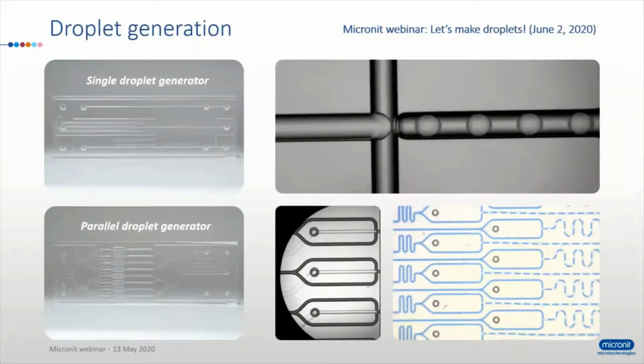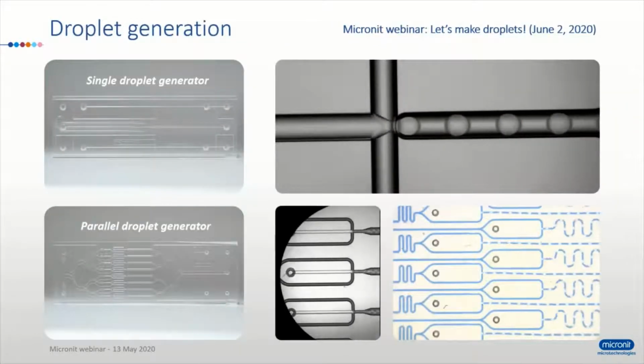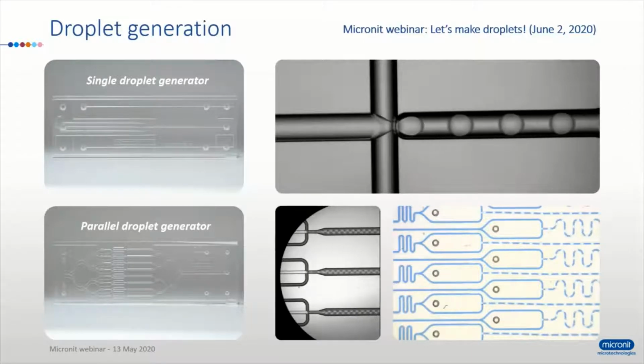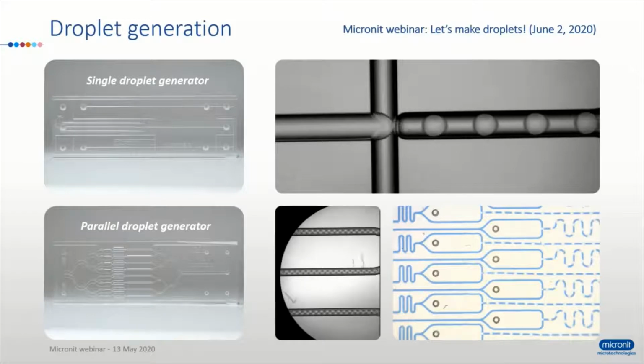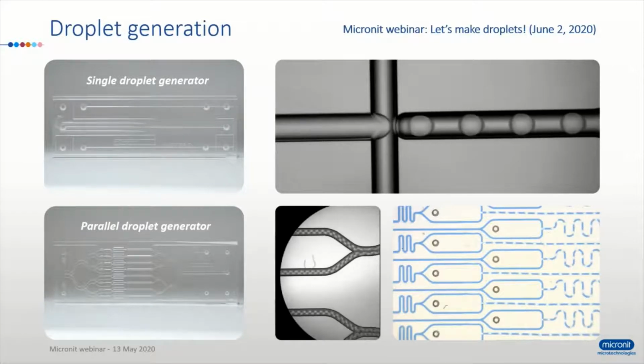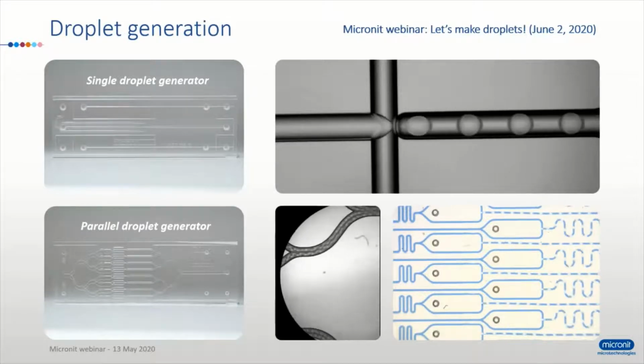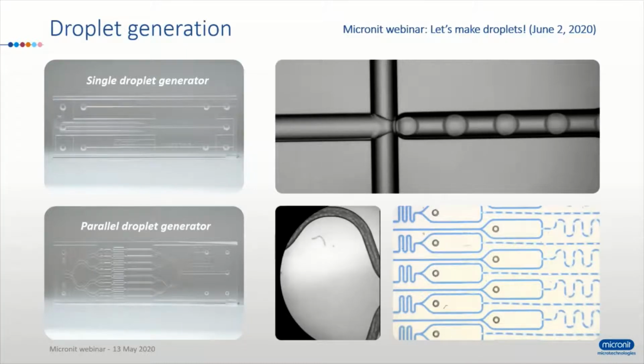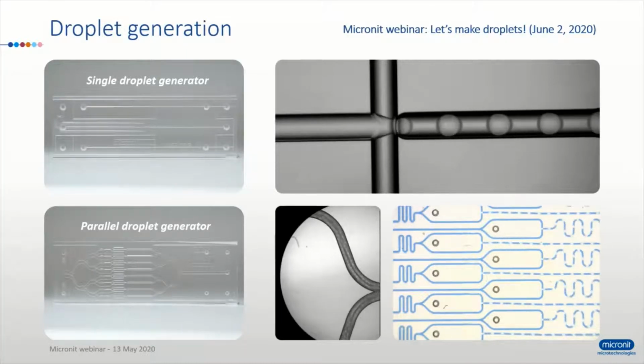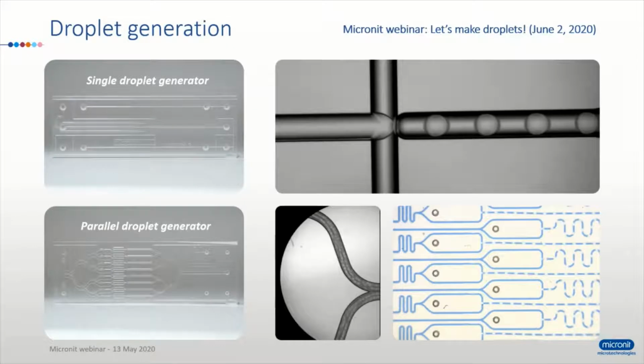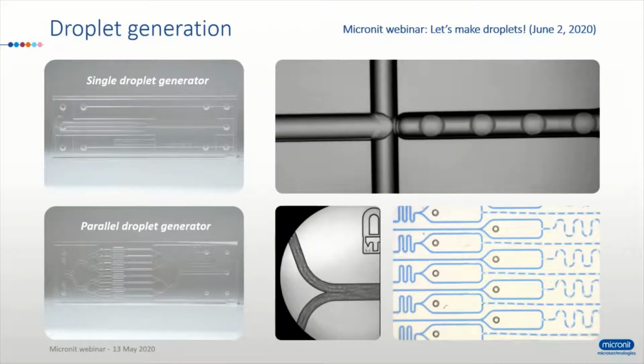I have one slide about droplet generation. In the top picture, you see a single droplet generator, and to the right, you see how the droplets are being created. These are typical, I would say, standard products that we can make in glass, but also in other materials and polymers, and that we offer to our customers. More importantly, we get more and more demands.